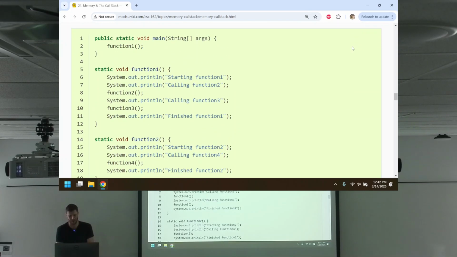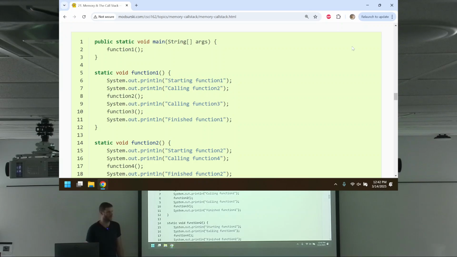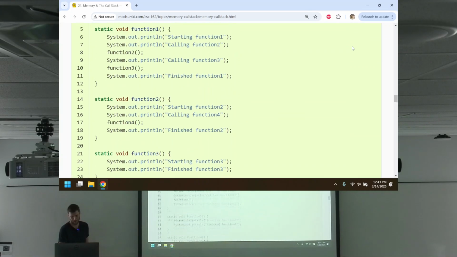So consider, for example, I have this code right here. It's a stupid little program. It's just for demonstration purposes. We have some main. You'll see main, by the way, is a method. It's a static method. It's a method, okay? We have function 1, function 2, and function 3 and function 4.